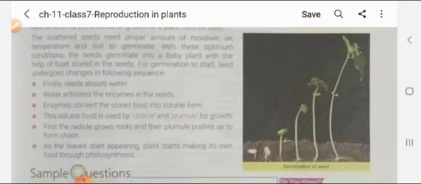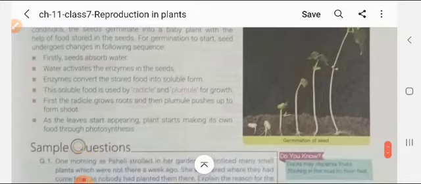Third, enzymes convert the stored food into a soluble form. The enzymes present in the seed convert the stored food into soluble form. This soluble food is used by the radicle and plumule for their growth. The radicle grows into the root and the plumule grows into the shoot. The baby plant coming out of the seed: the radicle is used for the root, and the plumule further goes into the shoot. The radicle grows roots and the plumule pushes up to form the shoot.